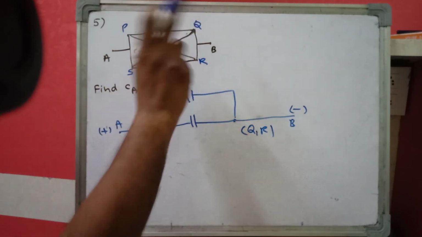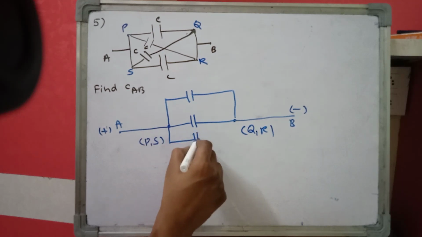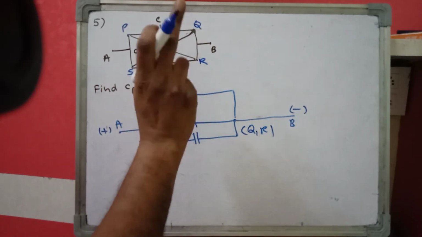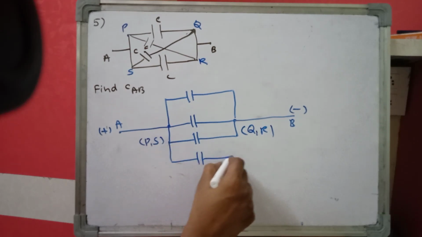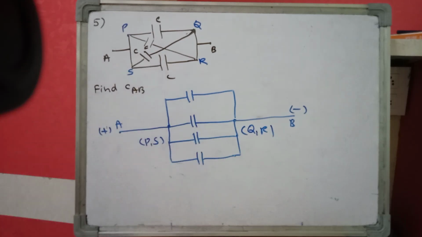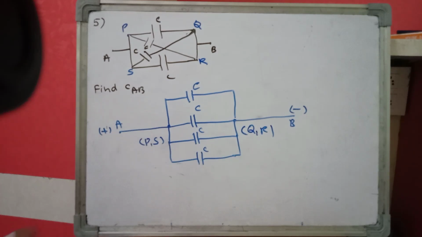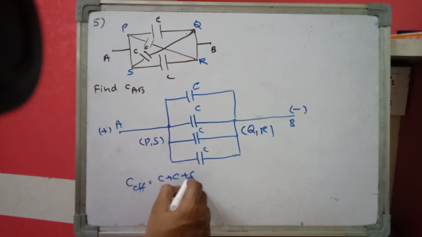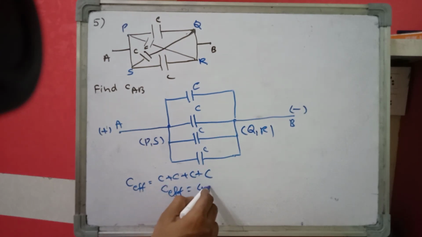Next, between S and Q, we have one capacitor connected like this. And between S and R, one more capacitor is connected. Now the total number of capacitors is 4. The capacitance of each capacitor is C. Then what is the effective capacitance? All capacitors are connected in parallel. Then the effective capacitance is C plus C plus C plus C. So C effective is equal to 4C.